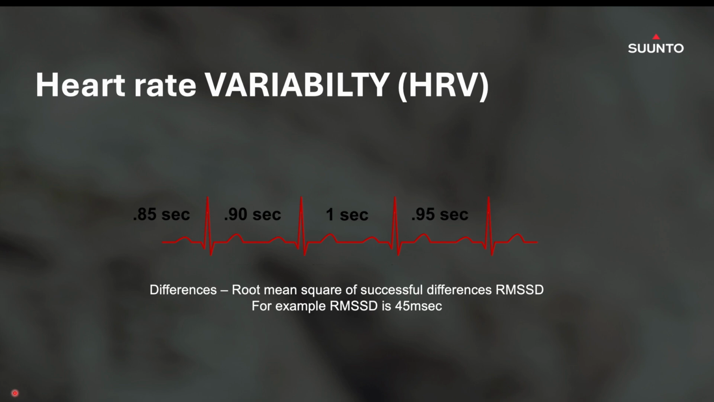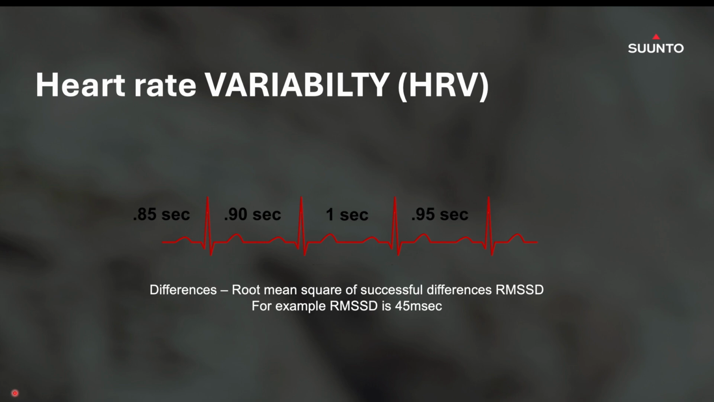So now you can look here, this person's heart rate might be 60 beats per minute, but each time between beats is 1 second or 0.95 seconds and so on. And then usually when heart rate variability is analyzed from a recovery point of view, there is an evaluation called root mean square of successive differences, or RMSSD, that evaluates how much difference there is between beats.